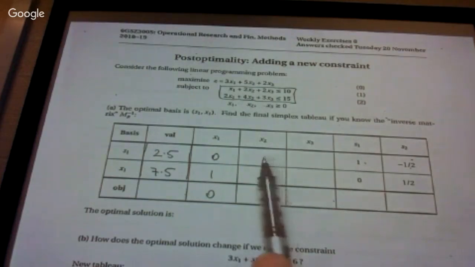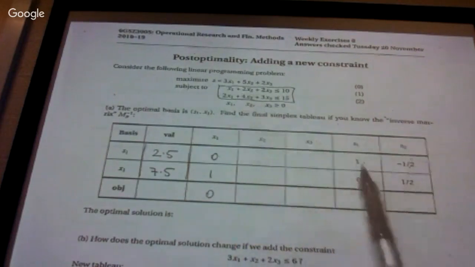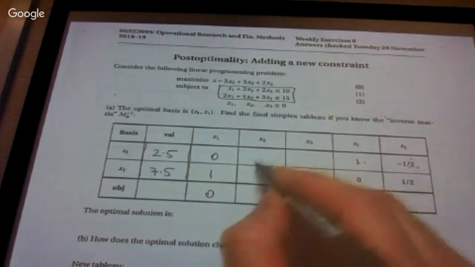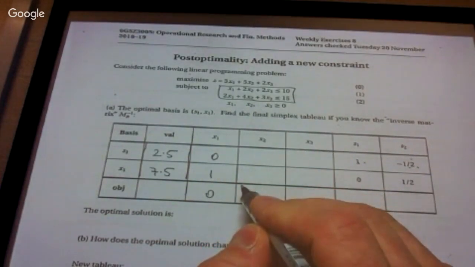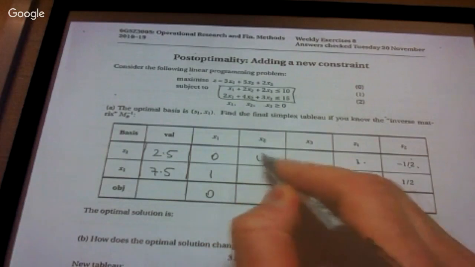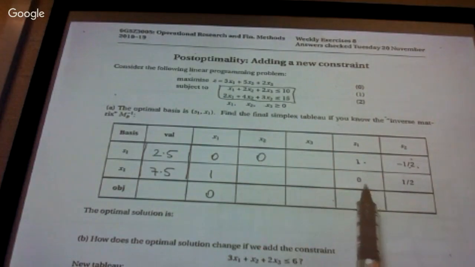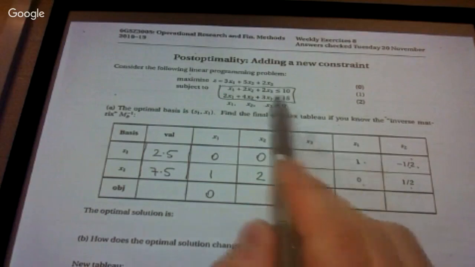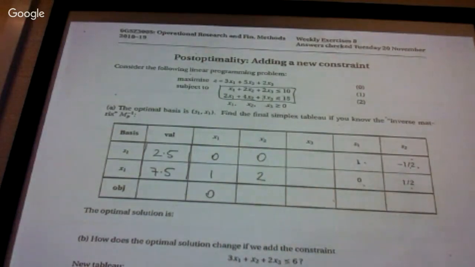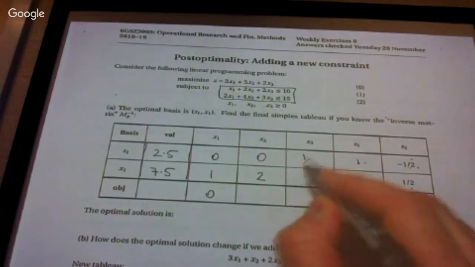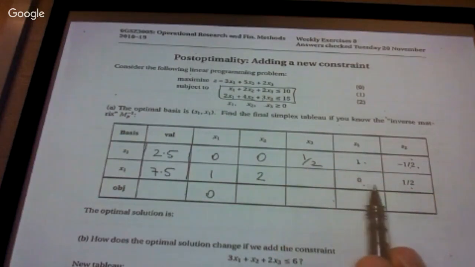And for x2, you use 2 and 4, so 2 times 1 minus 4 times 1/2 is 0, and 2 times 0 plus 4 times 1/2 is 2. And then you use 2 and 3 for the last one, so 2 minus 3/2 is 1/2, and 0 plus 3/2 is 3/2.